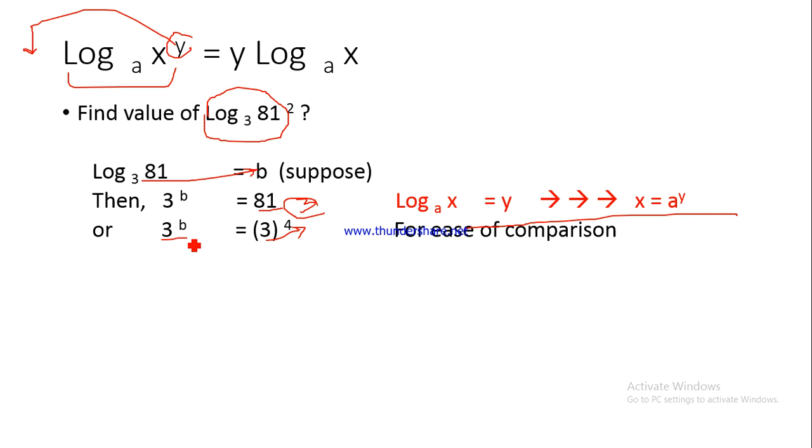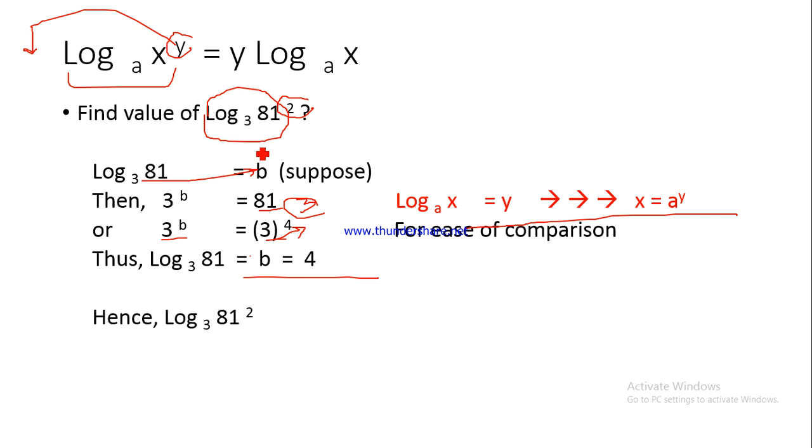The base here is 3, here also 3, which means the value of b should be equal to 4. And this is what I've got, I've got b as 4. But wait, this is the value of log 3 base 81. This is not the value of log 3 base 81 squared. So what we are going to do now is find the value of log 3 base 81 squared.